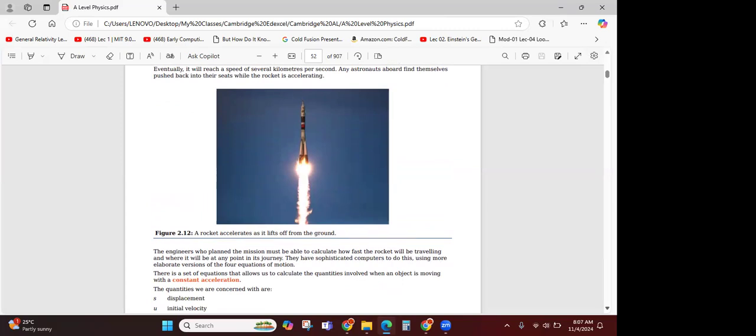Okay, and then write down this point. Equations of motion can be applied to an object which is moving with a constant acceleration. Highlight the term constant acceleration.